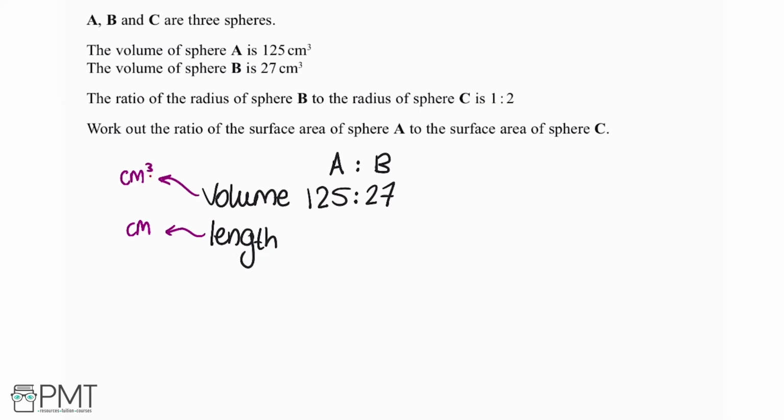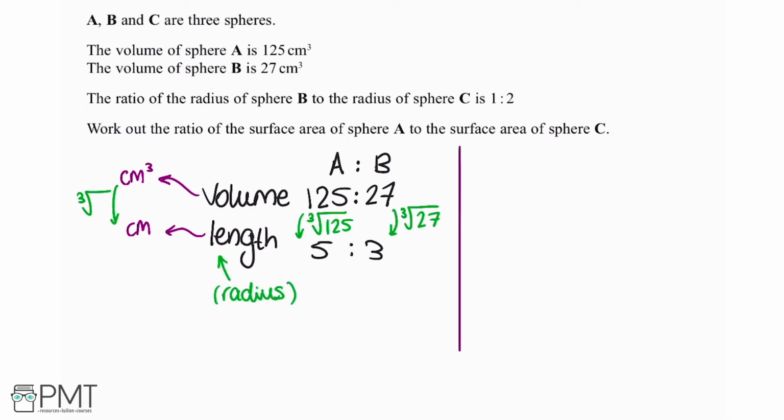So how do we get from here to here? Well, that's with the cube root. So that's what we're going to do. I'm going to take the cube root of 125 and the cube root of 27, giving me a ratio of 5 to 3. And in this case, when we're talking about the length, we're sort of thinking about the radius. So now we can look at the ratio B to C. Again, like I said, when we talk about the length, we can think of that like the radius in this case. So we're told in the question that the ratio of the radius of sphere B to the radius of sphere C is 1 to 2.